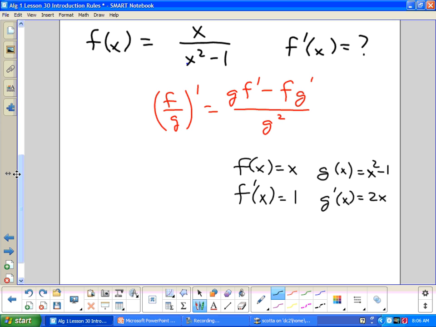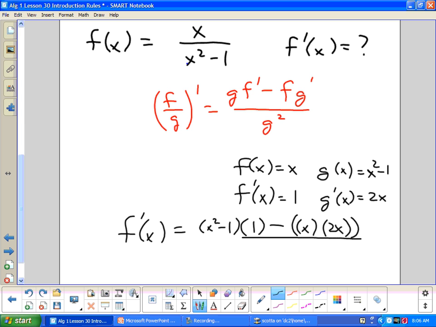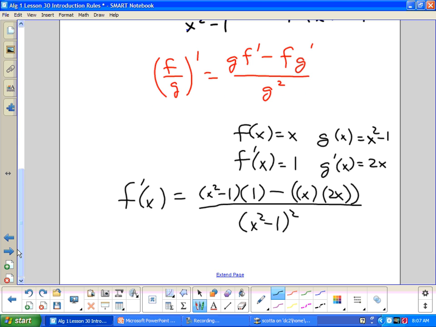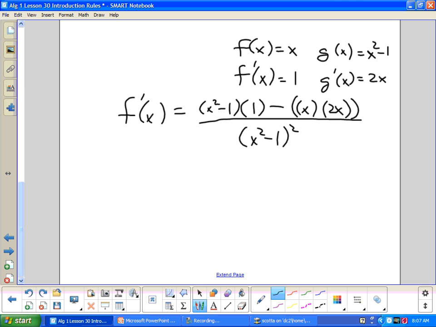So they get f prime of x equals g is x squared minus 1 on top. F prime is 1 minus f is x. G prime is 2x. All over the quantity x squared minus 1 quantity squared. Now, we do not have to square the bottom. You can leave that because, everybody see, the top becomes x squared minus 1 minus 2x squared, all over x squared minus 1 squared.